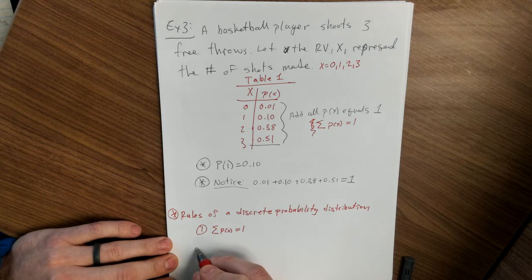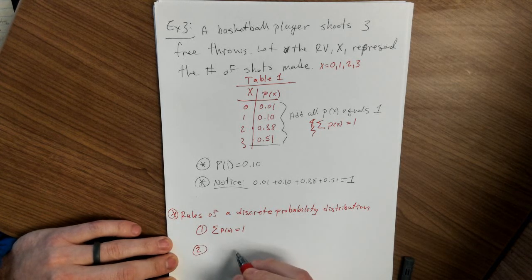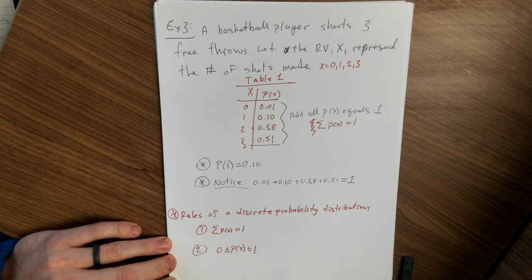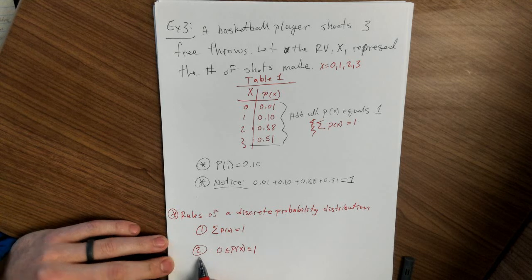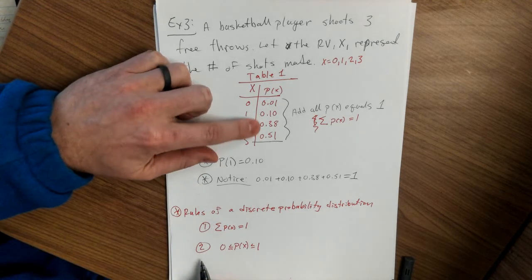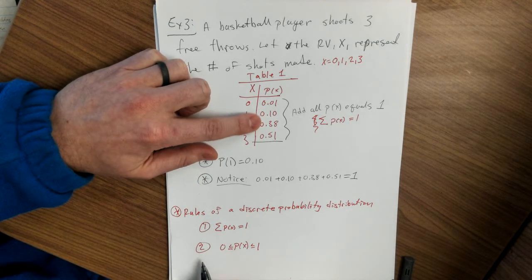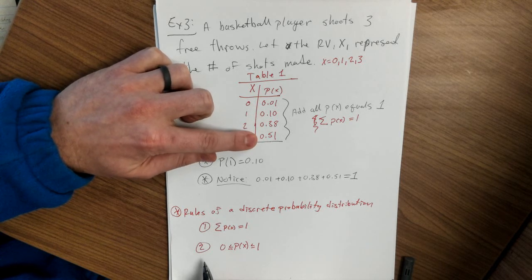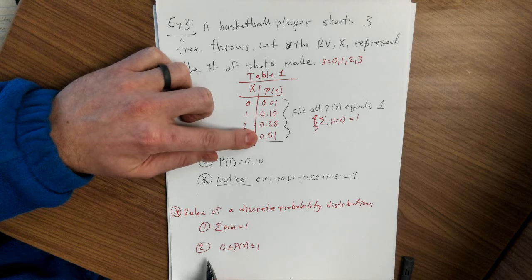And then number 2, and just watch what I write here for a second. Each probability has to be between 0 and 1. We can't have a negative probability, so none of these probabilities in here can be less than 0. They can't be negative, and they can't be greater than 1.